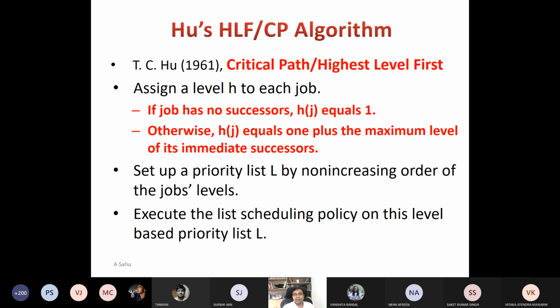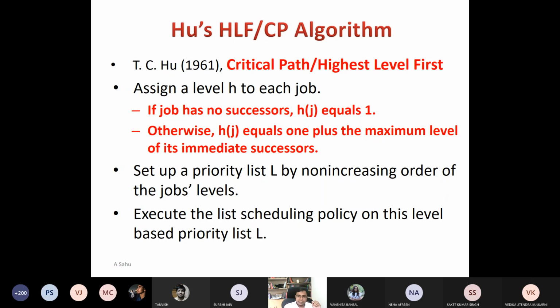So the critical path or highest level first algorithm: assign a level h_j to each job. If a job has no successor, h_j is equal to 1. Otherwise, h_j equals 1 plus the maximum level of its immediate successors. Then set up a priority list L in non-increasing order of job level, and execute the list policy based on the priority list. That means whichever has the maximum level goes first. With an example, it will be more clear.